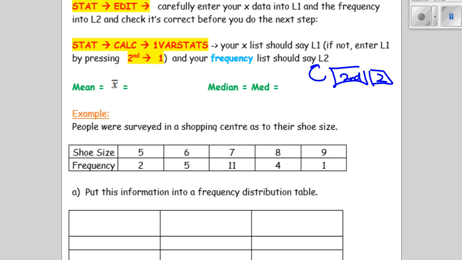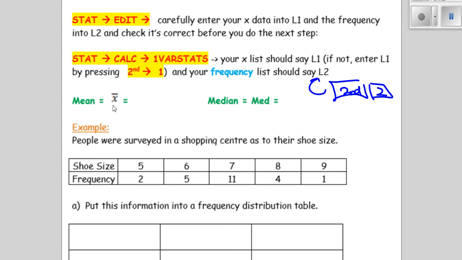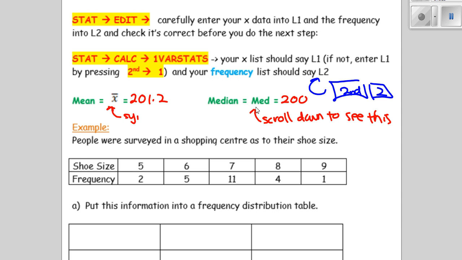Okay, and by the way, the mean is this symbol, x with a line. If I want the median, you have to scroll down. The median is 200. So we got 201.2 for the mean and the median was 200. You need to scroll down to see the median, whereas the mean appears at the top. That's the symbol for mean that you see in the calculator.